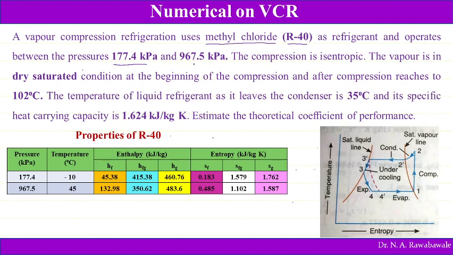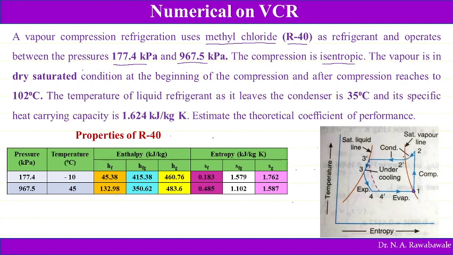177.4 kilopascal and 967.5 kilopascal. So 100 kilopascal is equal to 1 bar. So here this is the pressure range. The compression is isentropic. So again here the process of compression is isentropic. The vapor is in dry saturated condition at the beginning of compression. So when the refrigerant enters the compressor, it is dry saturated.